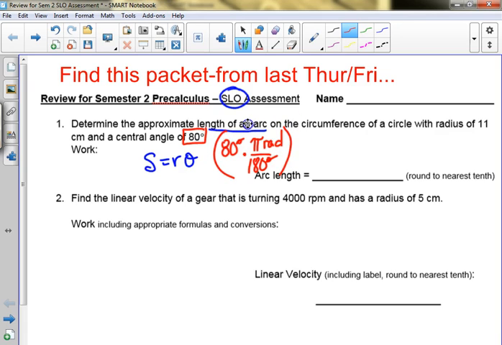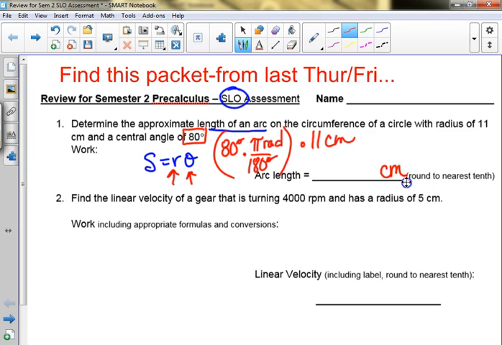How do you find arc length? Once you have theta in radians, you multiply it by the radius, which is 11 centimeters. And what happens to that magical radians label? This goes away, and we end up with centimeters.